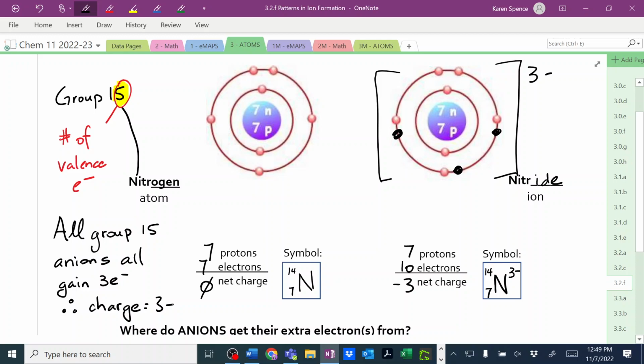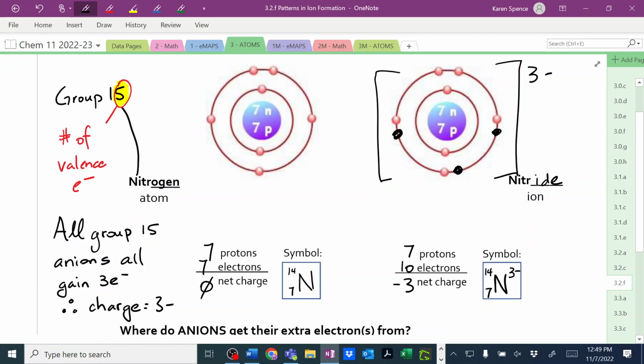So if you're looking at group 15 and you're like, what is the charge of a phosphide ion? It's in group 15. Remember 15? What do you need to do? You need to gain 3. So what is your charge? 3 minus. So phosphorus is in group 15. What's the charge of a phosphide ion?